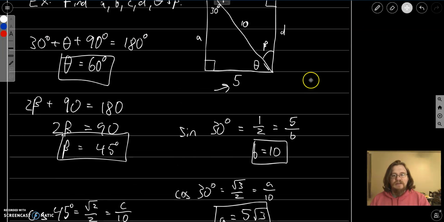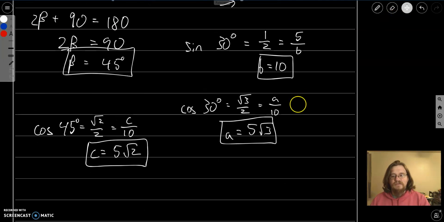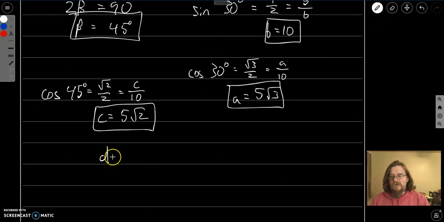And then the last piece of information, well, what is D? Well, this is an isosceles right triangle. Because both of these angles are the same, that means that C and D are also the same length. So D we get for free. We don't have to do any computation. We know exactly what it is.